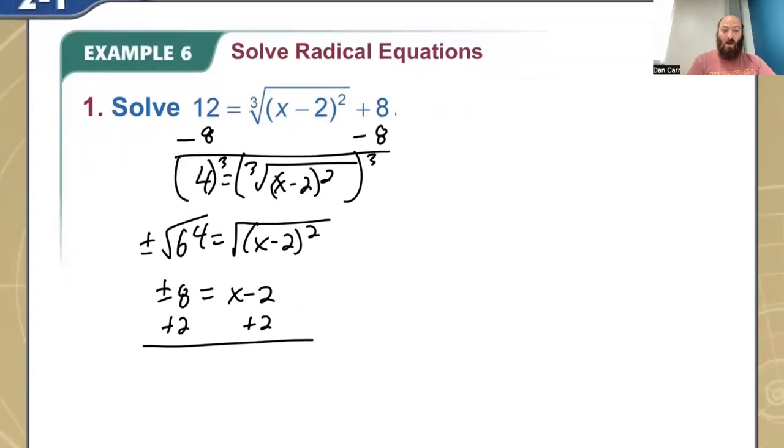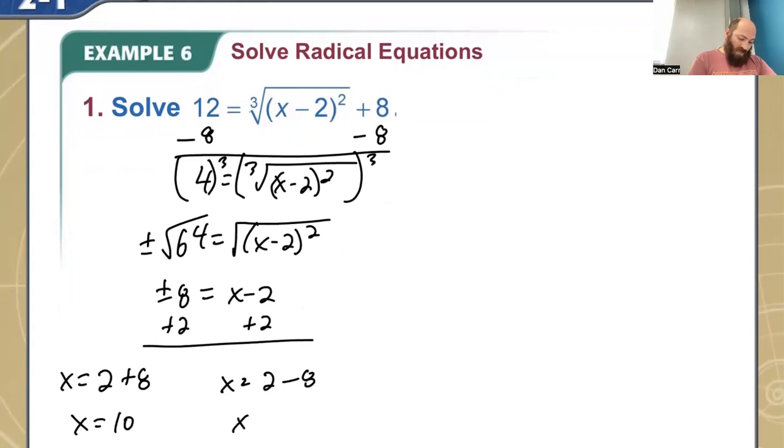When I do this, you notice how I am going to have 2 answers here. I'm going to have x is equal to a positive 2 plus 8 and a positive 2 minus 8, because I have to consider both the plus and minus 8 there. So I get 10 and negative 6.